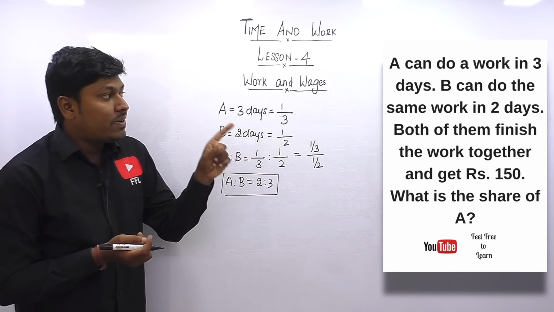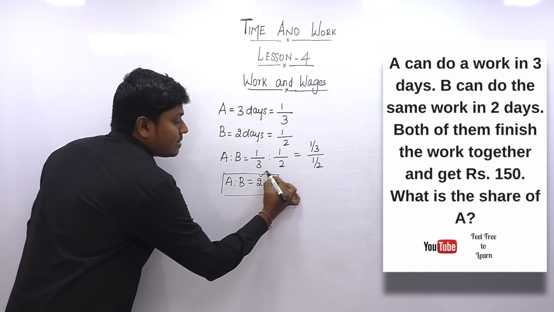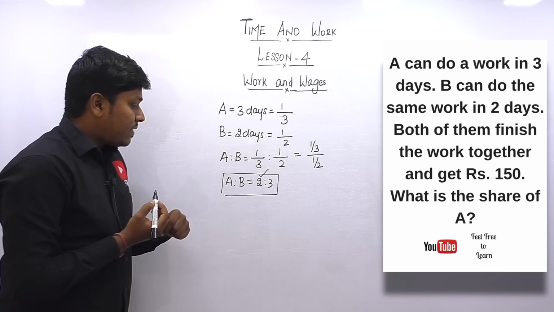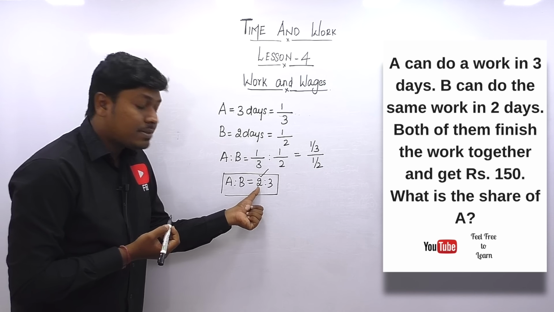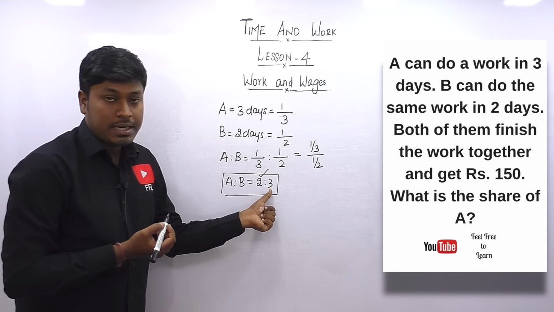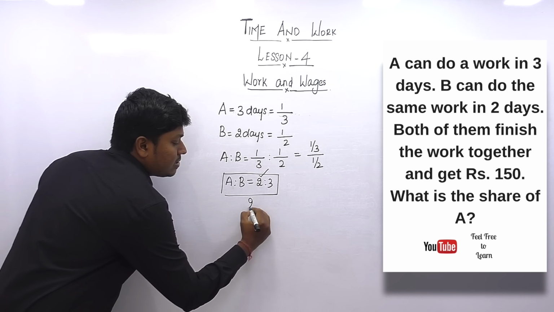So our target is to find the share of the person A. That means our target is to find the share of 2 parts. So friends, finally step number 2 is also completed, where we found 2 parts work done by A and 3 parts work done by B. So our target is to find the share of A. So A's share is 2 parts.